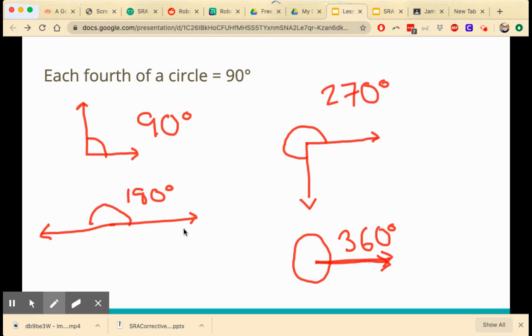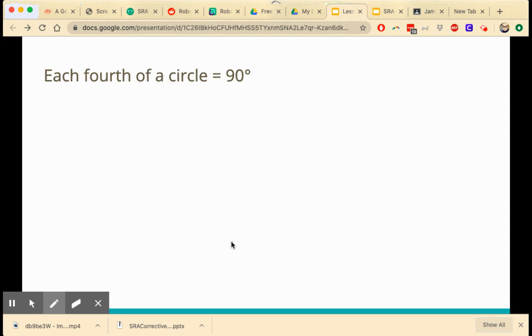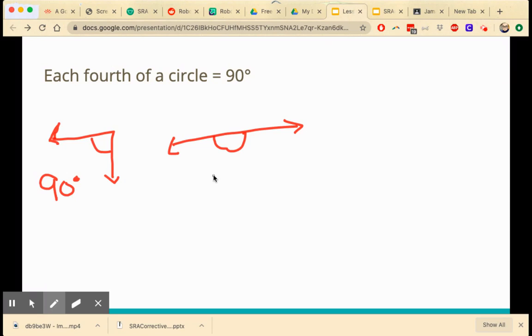So let's take a look at it again. All right, you could have this be an angle, and it's 1/4 of a circle, so that's going to be what? 90 degrees. Even though it's facing in a different direction, it's still the same part of a circle. Same with this guy. Remember, we had our 2/4 of the circle, which makes this one 180 degrees.